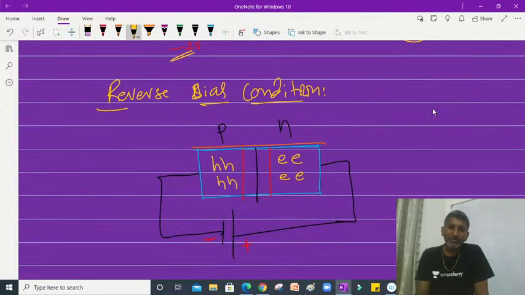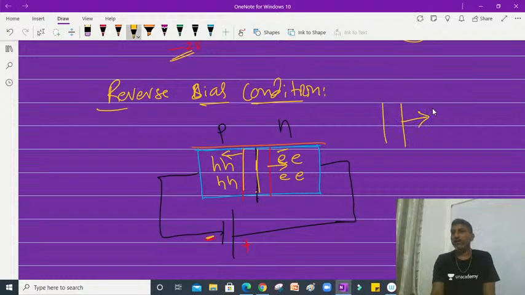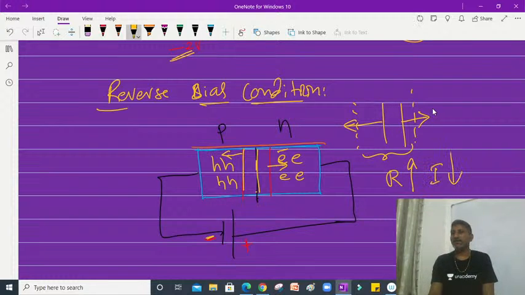Whenever biasing is like this, negative, the holes are attracted to this negative terminal. Of course, they cannot travel through the wire, but they can move away from this junction or from this depletion layer. Whereas these electrons, having a negative charge, are attracted like this. So from the depletion layer, these charge carriers move away, meaning the depletion layer width increases in reverse bias condition. So resistance will increase. As resistance increases, current decreases.